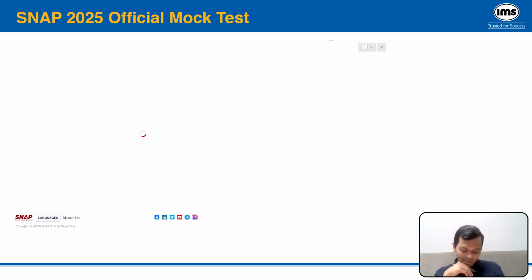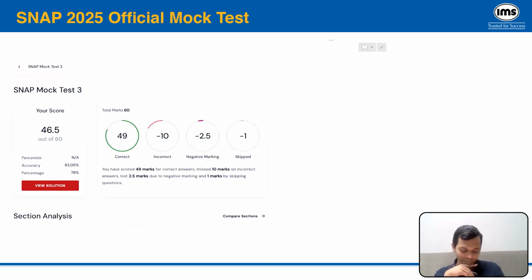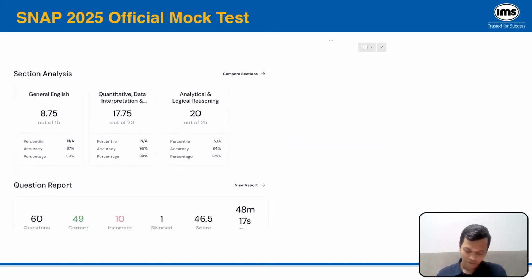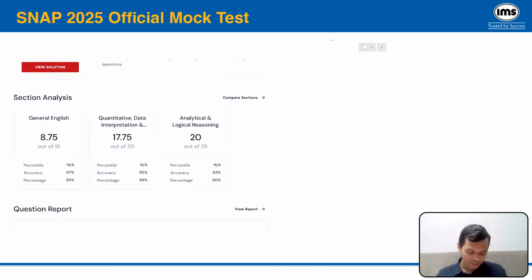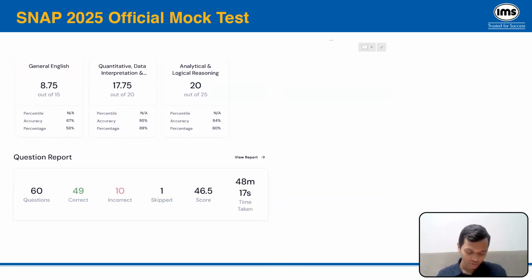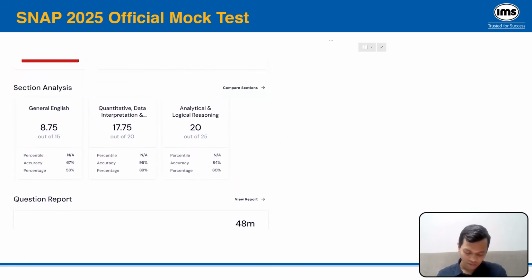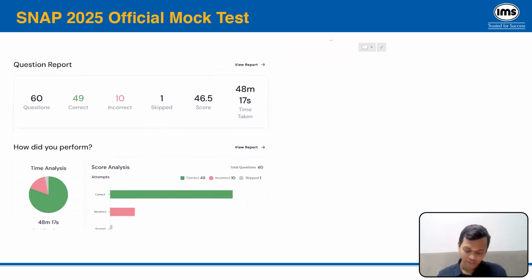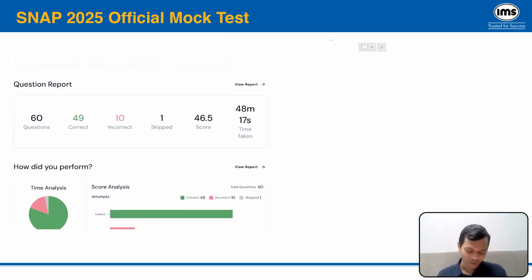This was good fun. Lot of easy questions, but some difficult ones as well. Couple of difficult ones here and there. 49 correct, 10 incorrect. I don't know where I've gone wrong, but let's see. So English, I think, is where the accuracy has gone for a toss, 67%. Quant 95%. Analytical is 84%. Again, I'm not super happy with it.